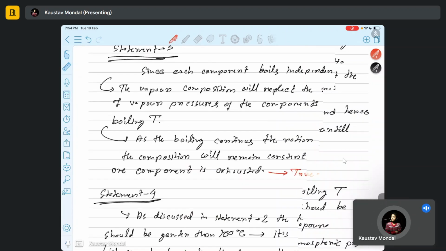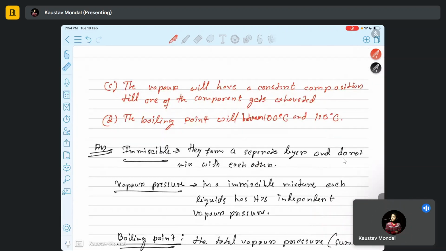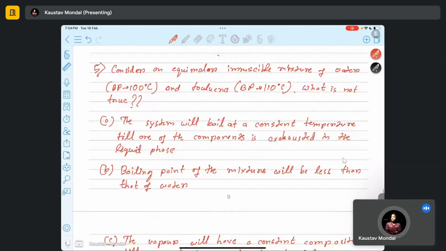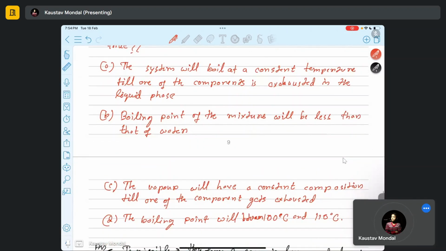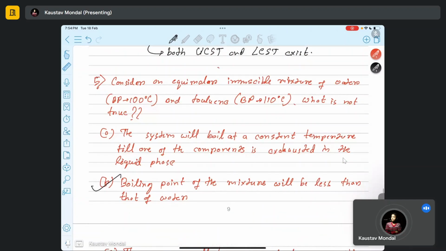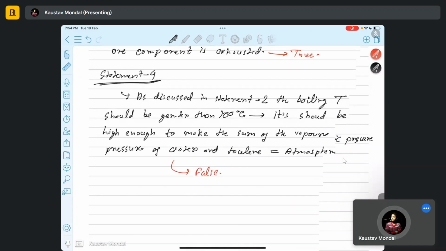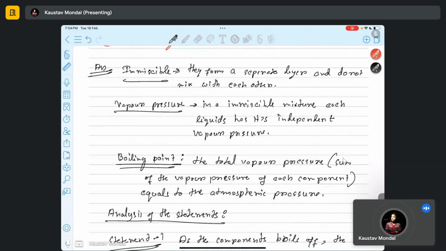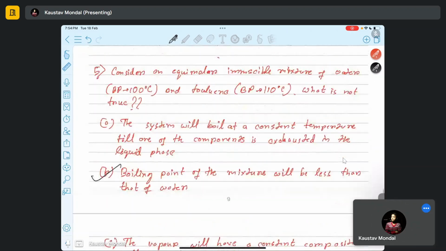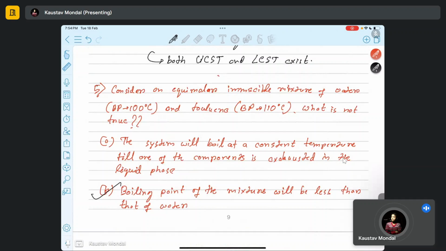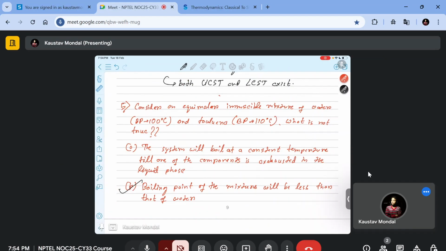So in the problem there are two answers, option B and option D. Basically there are two immiscible fluids, and different statements are given. You have to think about the statements and conclude which of them is wrong. Okay, so question number 5 is done.